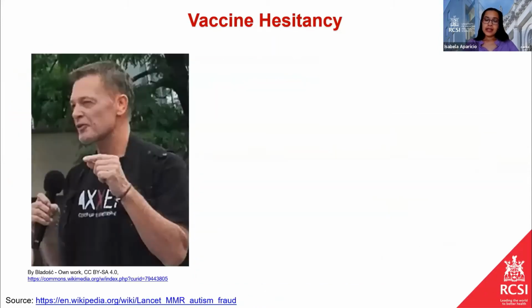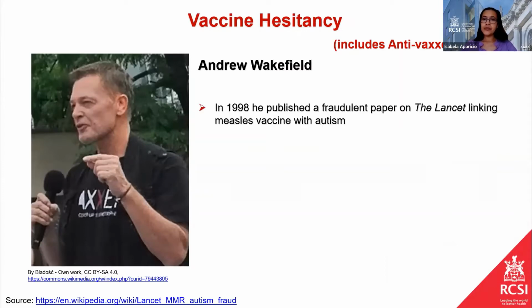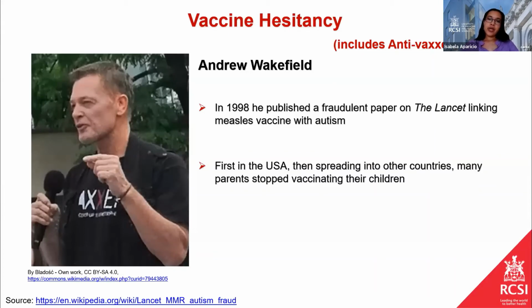Vaccine hesitancy is a broad term, which of course includes what some of you might know as the anti-vaxxer movement. So this actually started with this man. His name is Andrew Wakefield. And in 1998, he published a fraudulent paper in a very prestigious journal called The Lancet, linking the measles vaccine with autism. This got a lot of media coverage at the time. There was widespread outcry, and as a result, many parents decided that they would stop vaccinating their children.